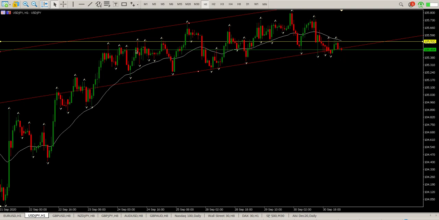And if you look at the left, this is way too congested for me, so I'll wait for this. But the structure here is pointing to a short, so I'd want to see a decent move down and then a decent move up for an opportunity to sell off.